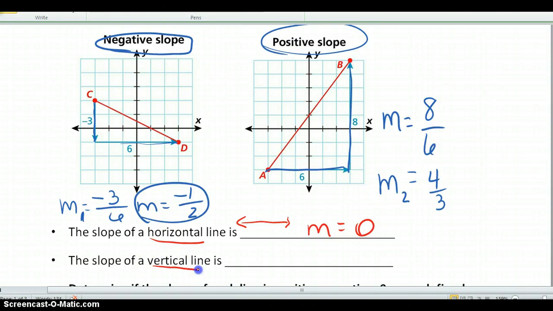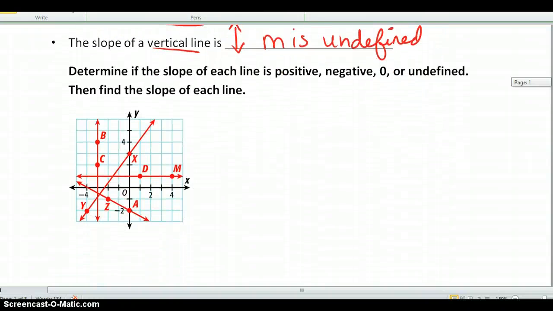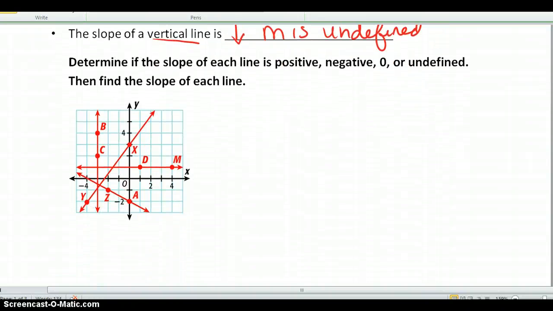The slope of a vertical line, so if you think of the word vertical, it's up and down. The slope of that line, if you remember when the skier got to the edge, it's not possible, and m is undefined. Okay, so positive slope, negative slope, slope of 0, and horizontal lines are slope of 0, and the vertical lines are undefined. So moving on down to this next example, determine if the slope of each line is positive, negative, 0, or undefined, and then find the slope of each line.